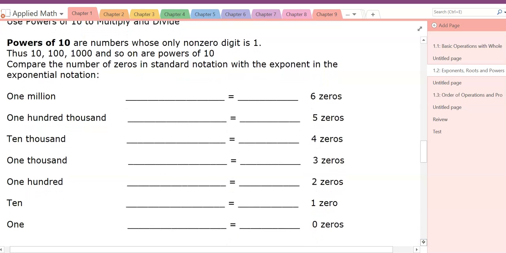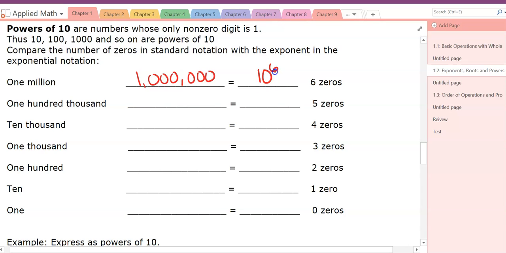Okay, this next piece here is starting to get into powers of 10. So powers of 10 are numbers whose only non-zero digit is a 1. So 10, 100, 1,000, those kind of numbers would be considered powers of 10. So I want us to compare the number of zeros in standard notation with the exponent in exponential notation. So if we think about 1 million, if you actually wrote it out, you'd have a 1, and then you'd have 6 zeros. So to write it in exponential form, we would have 10 to the 6th power.